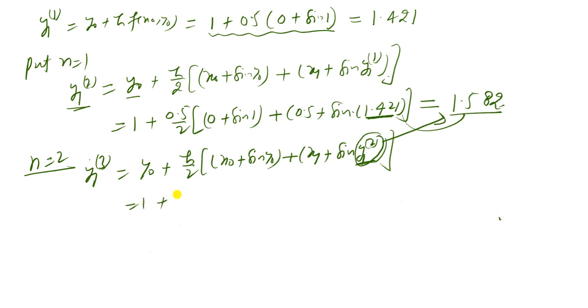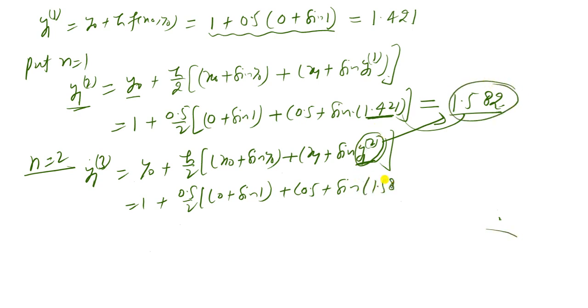naught is equal to 1, h is 0.5 upon 2, x naught is 0 plus y naught is 1, sin y1 plus x1 is 0.5 plus sin y12 is 1.582, and simplify this with the help of the calculator, then we obtain 1.585. Now similarly, that is put n is equal to 3, n is equal to 4 and so on.